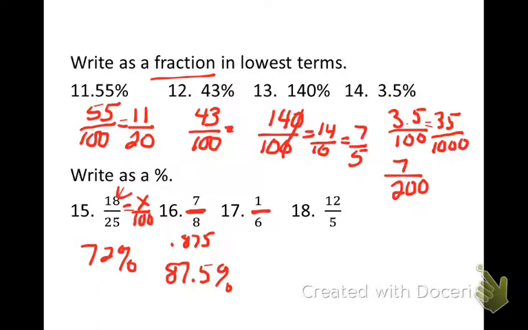So if you divide 1 by 6, you're going to get 0.16 repeating. So now when I move my decimal over, I'm going to get 16.6 repeating percent. Here, if I divide 12 by 5, I'm going to get 2.4, and then I move my decimal over to get 240%.